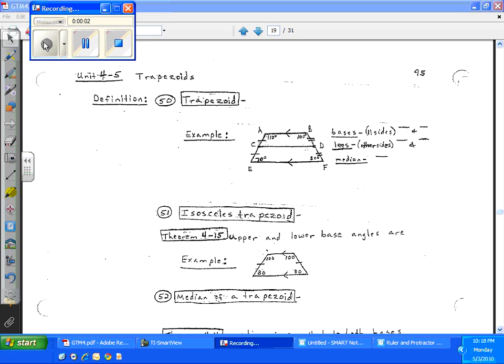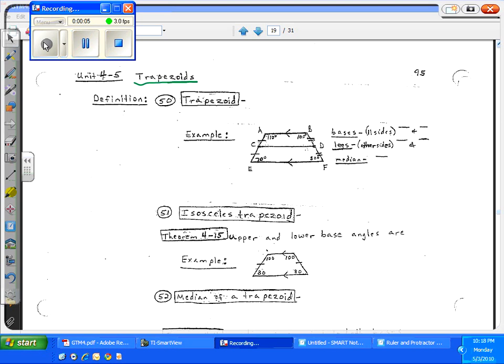Unit 4-5, trapezoids. Now, a trapezoid is not a parallelogram. A trapezoid is not a parallelogram. We're going to talk about why it's not in just a second. Here's the definition of a trapezoid.